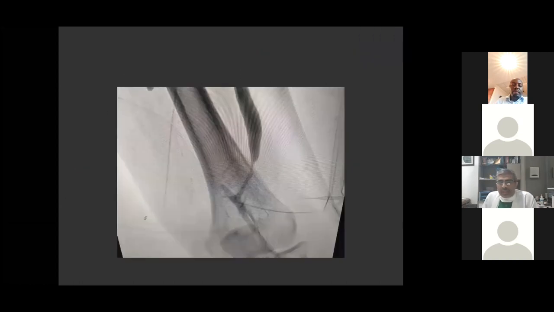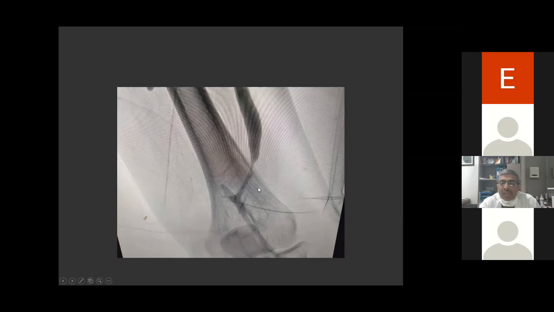So is this picture clear? It's very clear. Very good. So this is the classical angiogram, which is showing juxta anastomotic stenosis. Just around the anastomosis, you can see that the vein is stenosed right here. So this is a common cause of delayed maturation of AV fistula also, commonly seen in diabetics, obese females. This is a very common scenario.